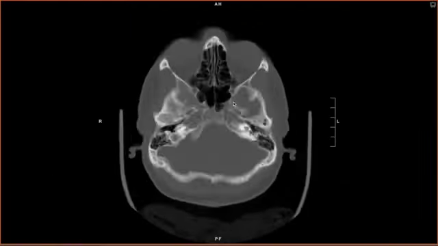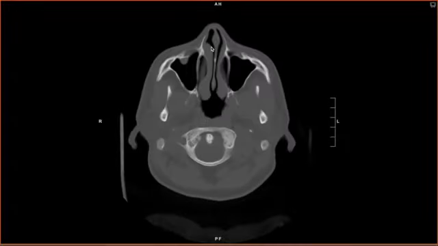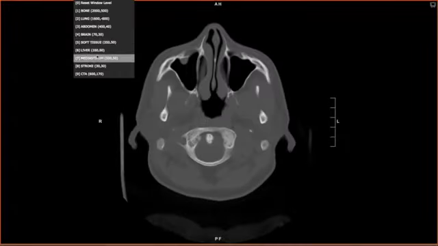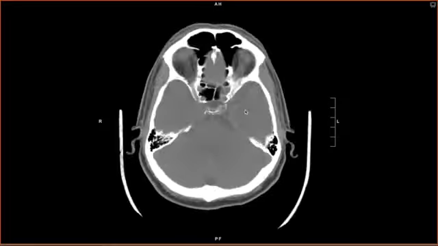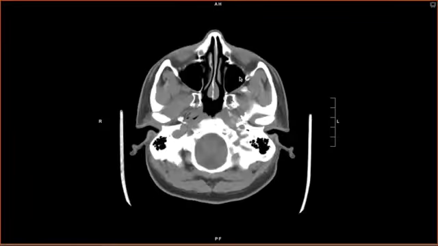Then you look at the bones for any fractures or any bone lesions. We'll talk about that more in a bit. And look at the soft tissues, which will include the orbits, etc. And again, that's more in the detailed approach.